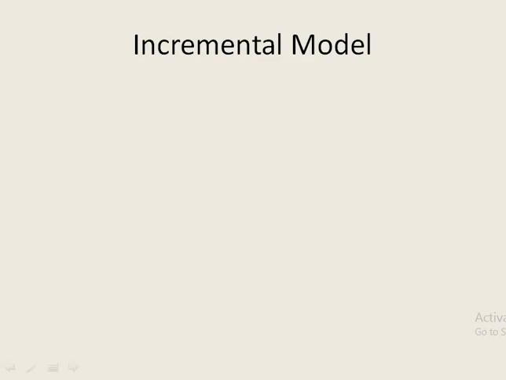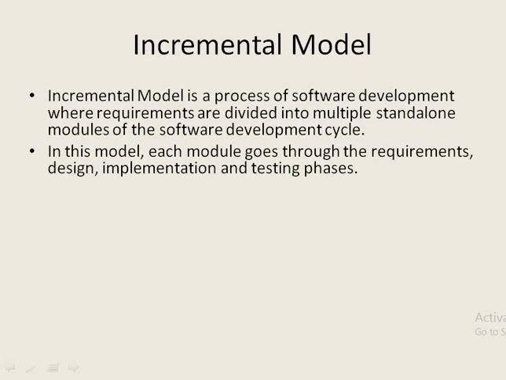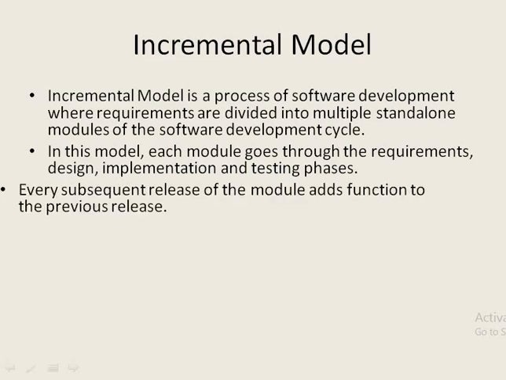Today, let us understand the incremental process model. The incremental model is a software development model where the requirements are analyzed at the beginning, and based on these requirements, the process is divided into multiple modules. Each of these modules will pass through all the phases of the software development life cycle, that is requirement analysis, design, implementation and testing phases.